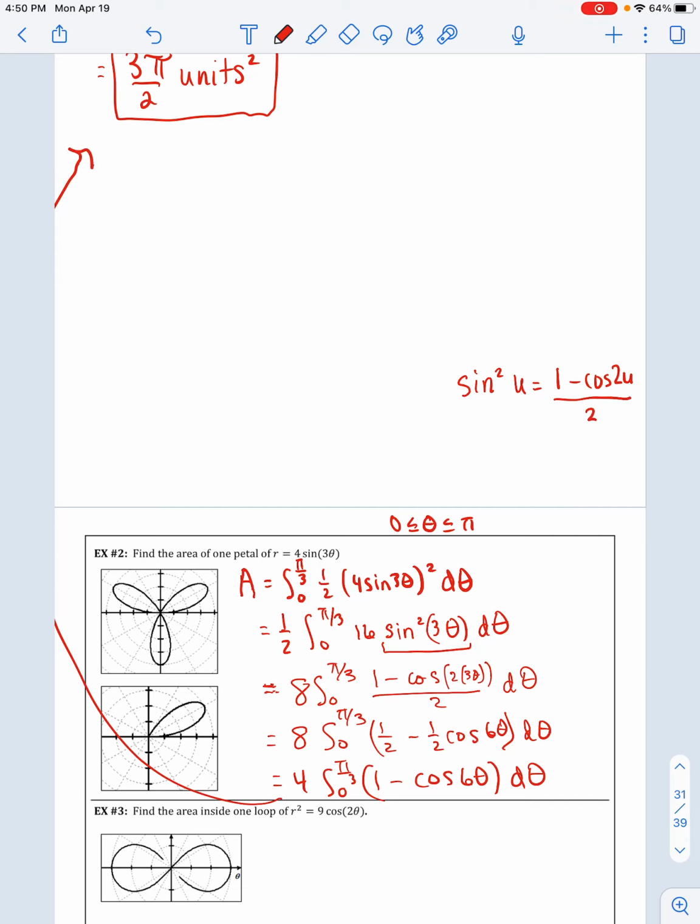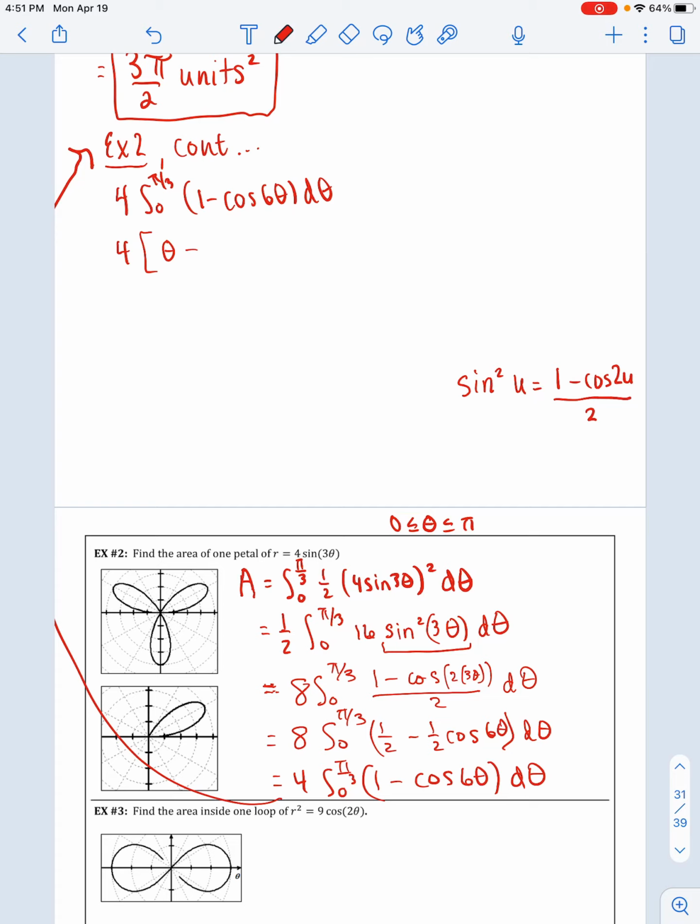And what we're going to do is take this now and bring it up here. This is going to be our example number 2, continued. So we're at 4 times the integral from 0 to pi over 3, 1 minus cosine 6 theta d theta. Okay, that's where we are. And now we're in a good spot to integrate.